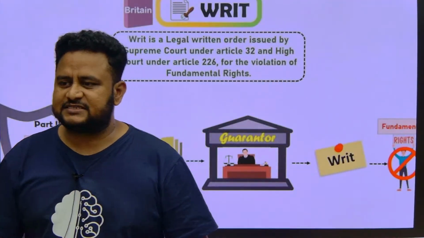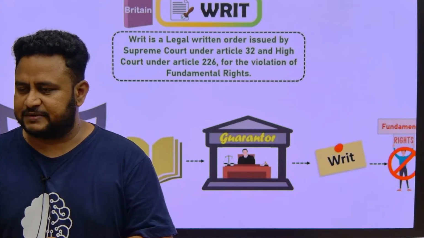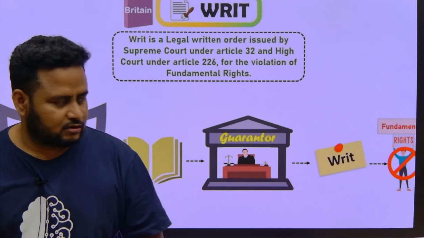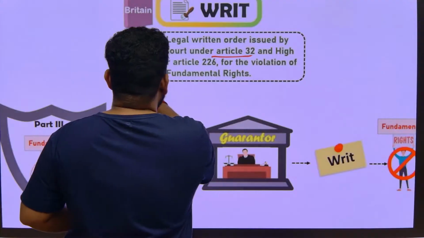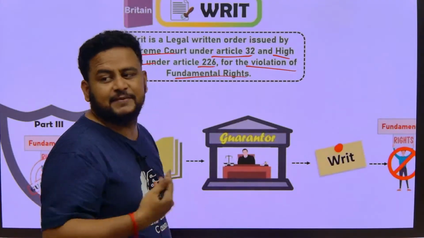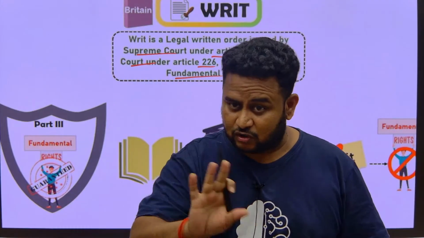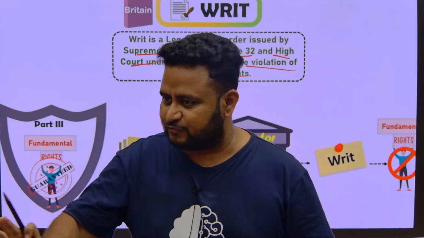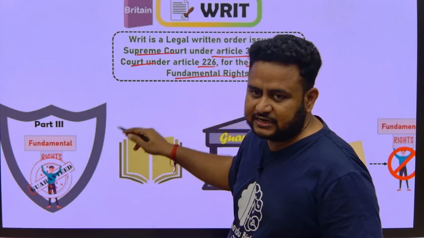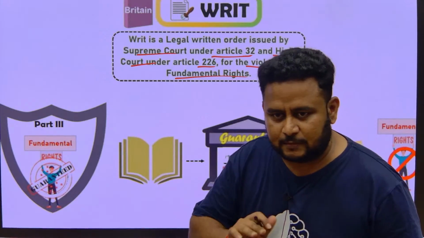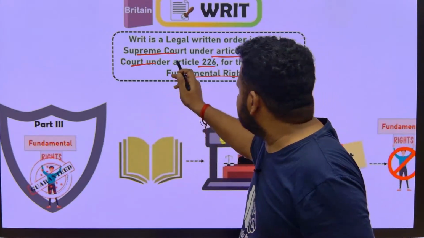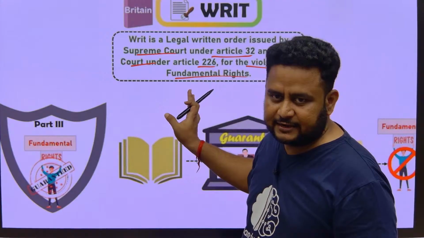Now, first of all, what do you mean by writ? Writ means a written legal document, having some effect of the judiciary. Under Article 32 the Supreme Court will issue, and under Article 226 the High Court will issue, for what? For violation of fundamental rights, not for constitutional rights, not for legal rights, not for human rights. Only fundamental rights. But the High Court can also issue writs under Article 226 even for legal rights; I will tell you that when I talk about the High Court topic. As of fundamental rights, the Supreme Court and High Court will issue. That much you remember.